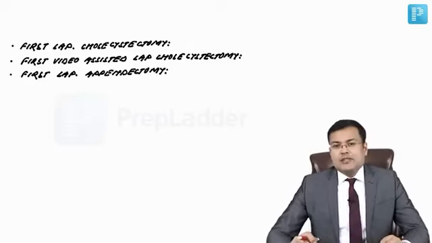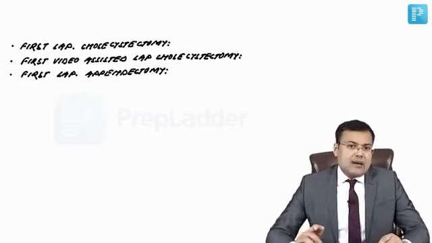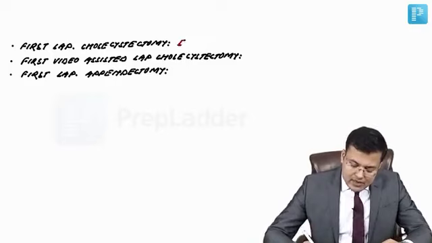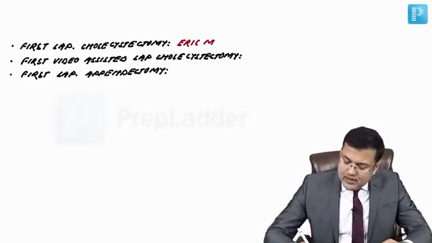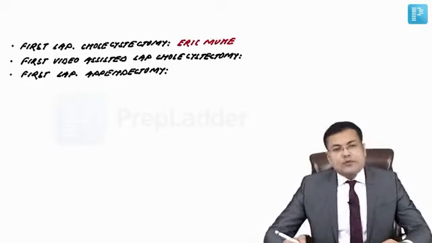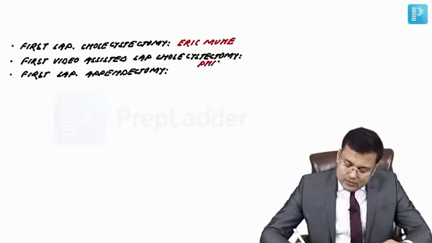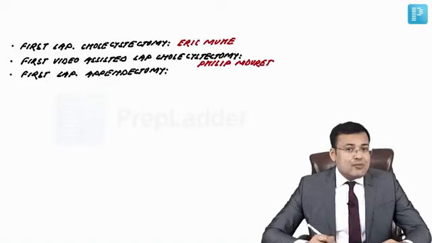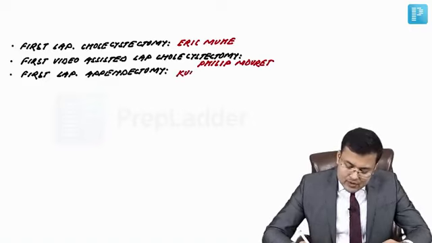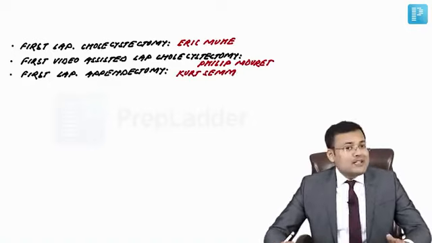There are one-liner questions which are asked: who performed the first lap cholecystectomy? It was performed by Eric Muhe. Who performed the first video-assisted laparoscopic cholecystectomy? It was performed by Philip More. And who performed the first laparoscopic appendectomy? It was performed by Kurt Sim. So this completes the gallbladder.